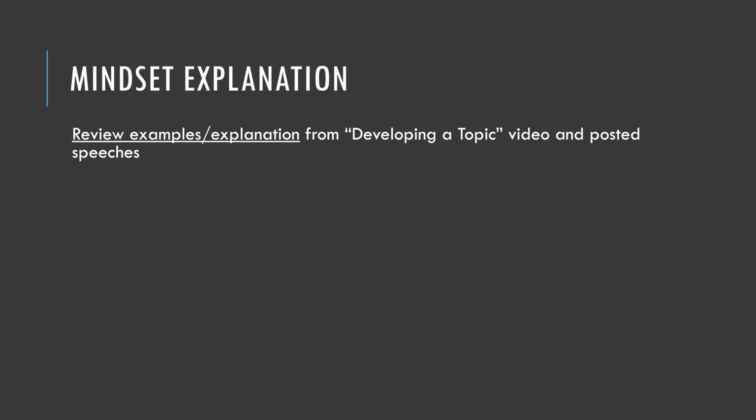I already went over the mindset explanation in the developing a topic stage, but I want to go over it again because it's so important and it's the area where I think novice OOers probably struggle most. You need to review examples and the explanation from the developing a topic video that you watched for the previous set of steps. I really recommend you rewatch that if you got comments on your topic proposal indicating that your mindset explanation still needs tinkering with, still isn't quite superb. Make sure to incorporate that feedback.